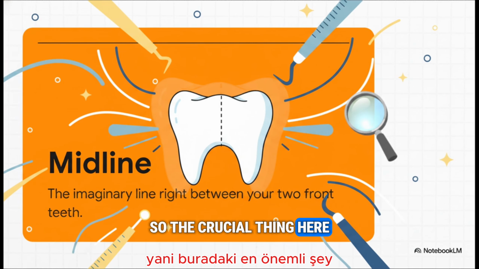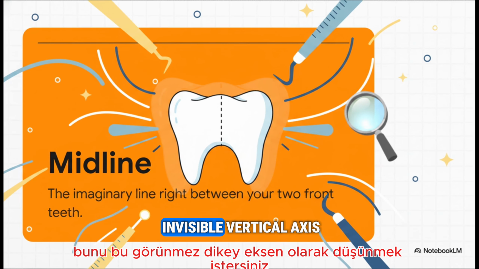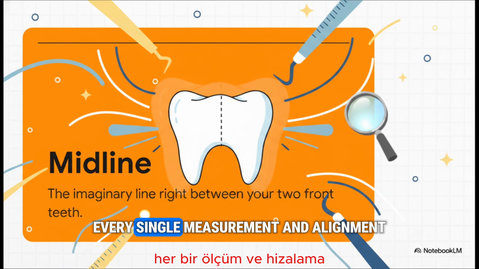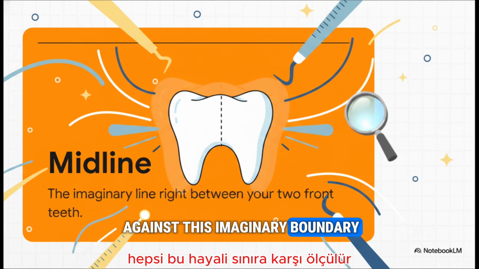So the crucial thing here is anchoring your orientation to the midline. You want to think of it as this invisible, vertical axis perfectly dividing those two central incisors. Every single measurement and alignment in modern dentistry, it's all measured right against this imaginary boundary.